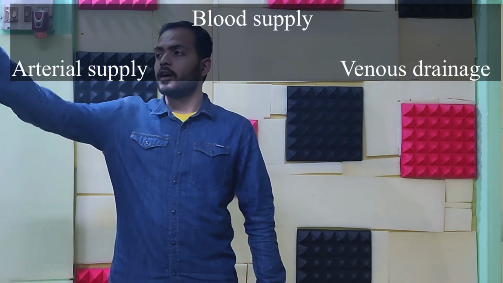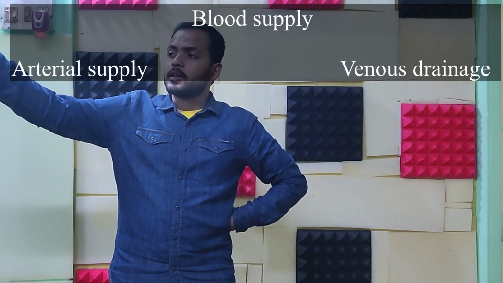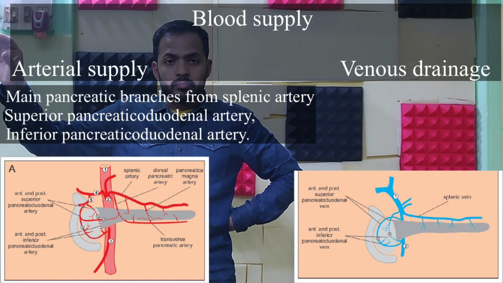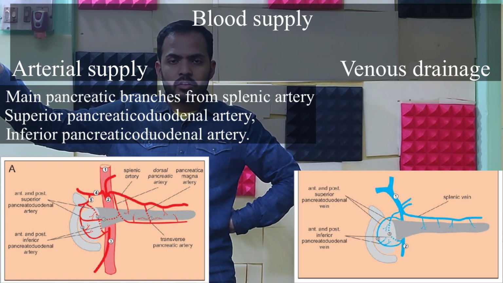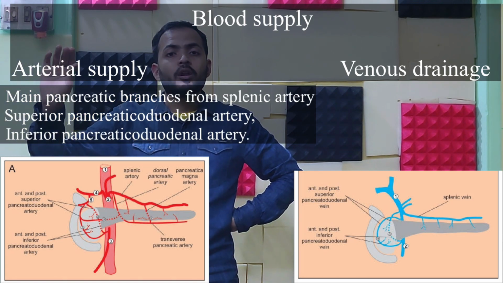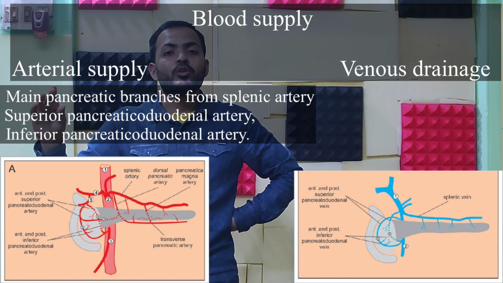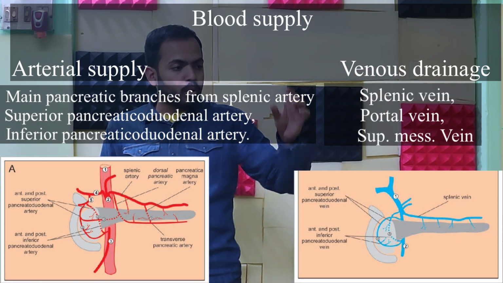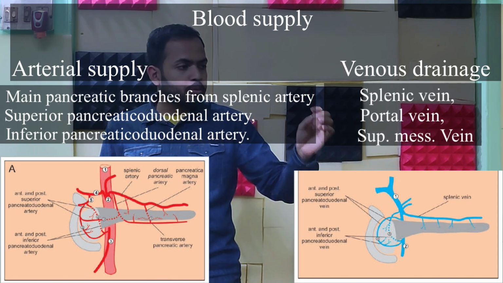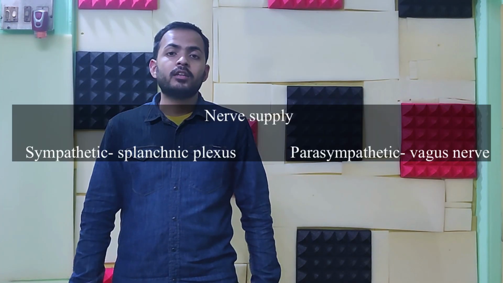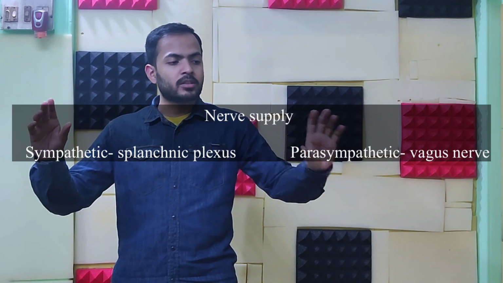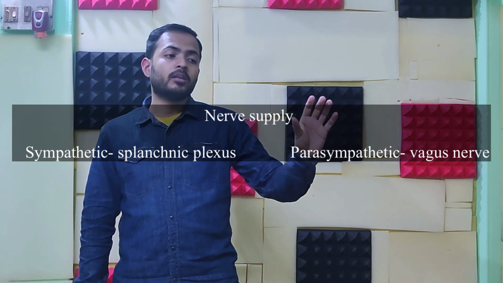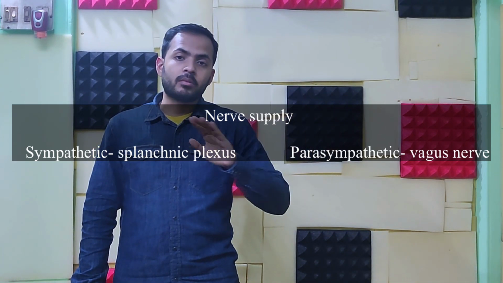Now the blood supply. In the blood supply you have arterial supply and venous drainage. In the arterial supply, the main pancreatic branches come from the splenic artery, and also the superior pancreaticoduodenal artery and inferior pancreaticoduodenal artery. The venous drainage is by the splenic vein, portal vein, and also the superior mesenteric vein. In the nerve supply, it gets sympathetic and parasympathetic supply. The sympathetic comes from the splanchnic plexus, and the parasympathetic is by the vagus nerve.